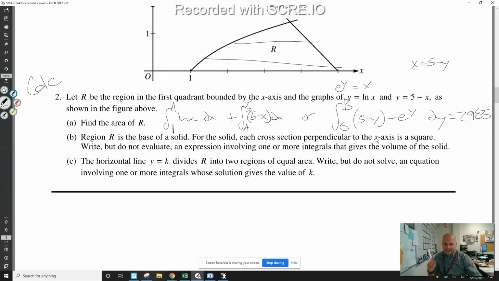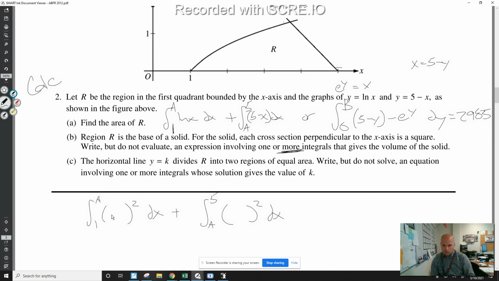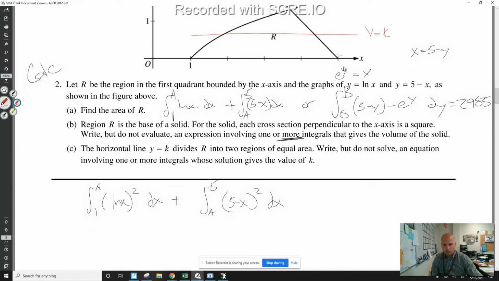All right, perpendicular to the x-axis is a square, right? But do not evaluate one or more. You need more than one. Because we're putting squares, we got to go from 1 to a and then a to 5. So from 1 to a, I need my side length squared. And then from a to 5, I need my side length squared. It's really just the same as this, only with the squared. So that's easy.